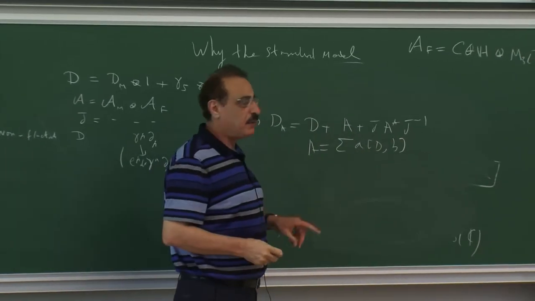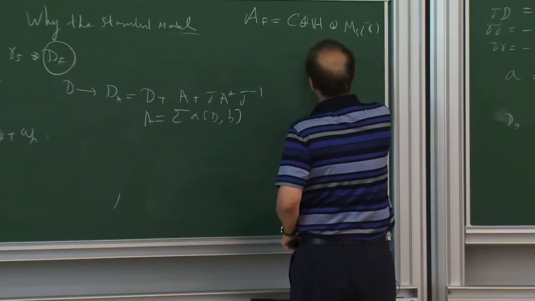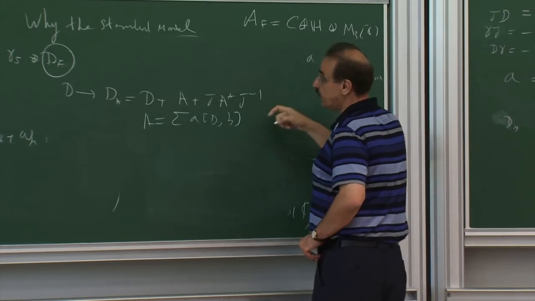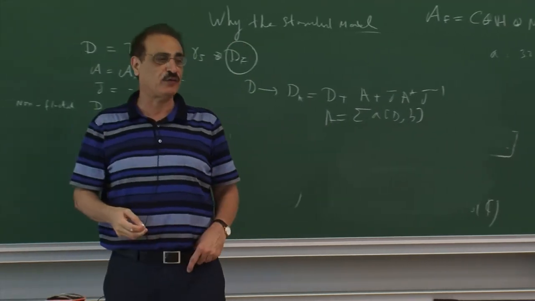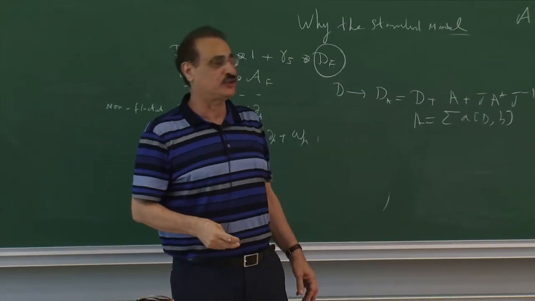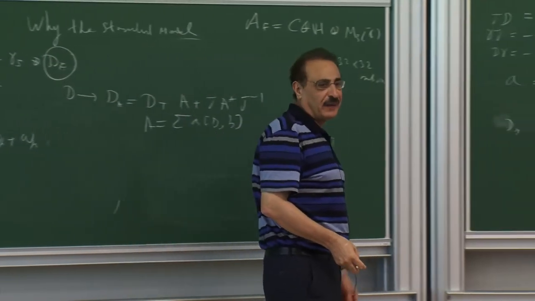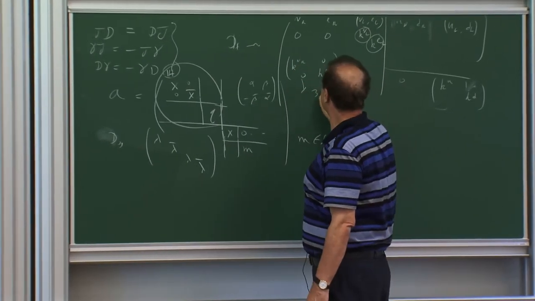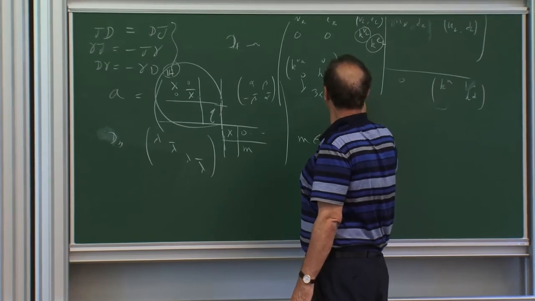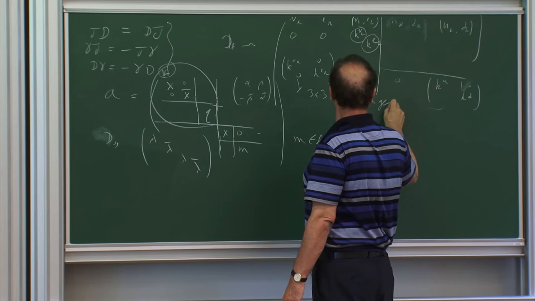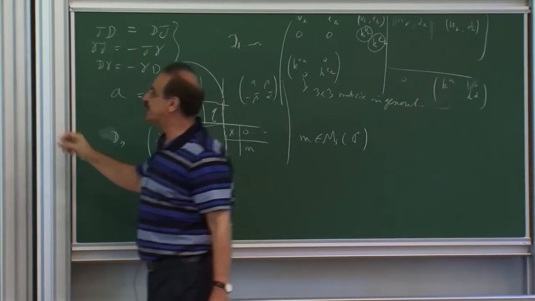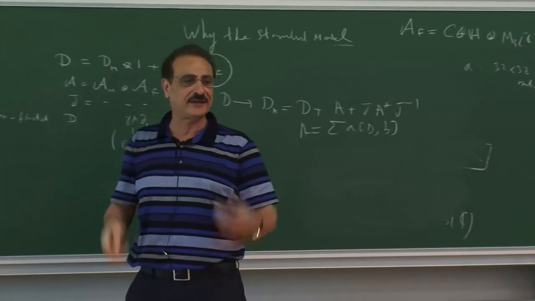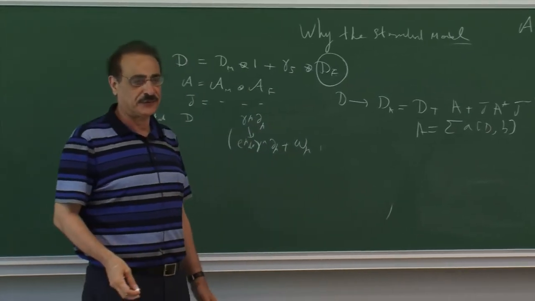This looks very simple, but remember, the A we have written was a 32 by 32 matrix. The D was a 32 by 32 matrix, tensored with the Clifford algebra. Now, in addition, everything we know is really for one family. And I have written here, for example, K as a number. But in reality, this K is a 3 by 3 matrix in generation space. So you mean it's a 96 by 96? It's 3 times 32, so 96, and tensored with the Clifford algebra, so it's a 384 by 384 matrix. Yeah.